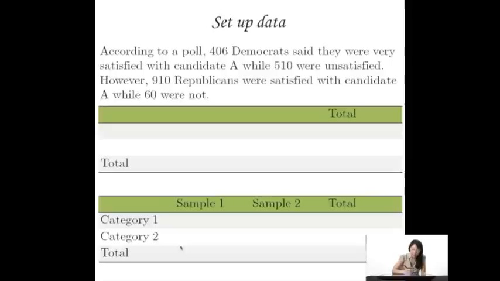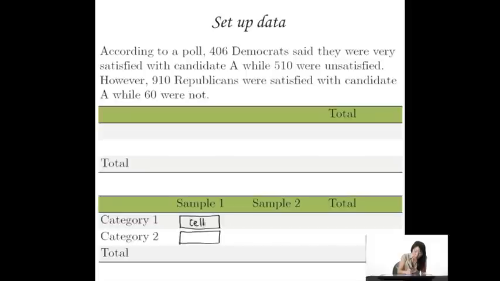Whatever your sample 1 is, you want to put all of the information for sample 1 into a column, right? So here I put sample 1, it's a generic sample 1. It could be college freshmen or Democrats or mice who got a certain drug, whatever it is. This is sample 1. And these are the people in sample 1 who fell into category 1. These are the people in sample 1 who fell into category 2.